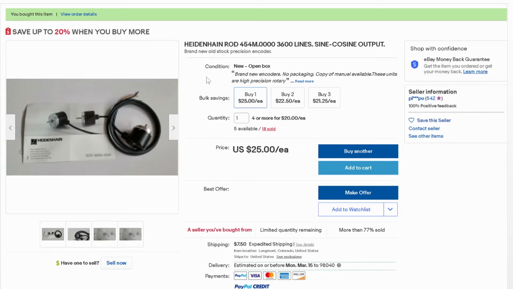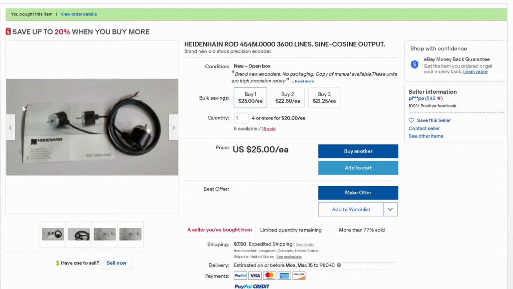Well, I was on eBay and I saw what I thought was a really good deal on encoders. I found these Heidenhain ROD454M 3600 line encoders. Now, I have some optical encoders that are just kind of standard quadrature, and they're only 600 lines. So I thought these were going to be great because they had so many more lines of resolution. What I didn't know was what kind of encoders they were.